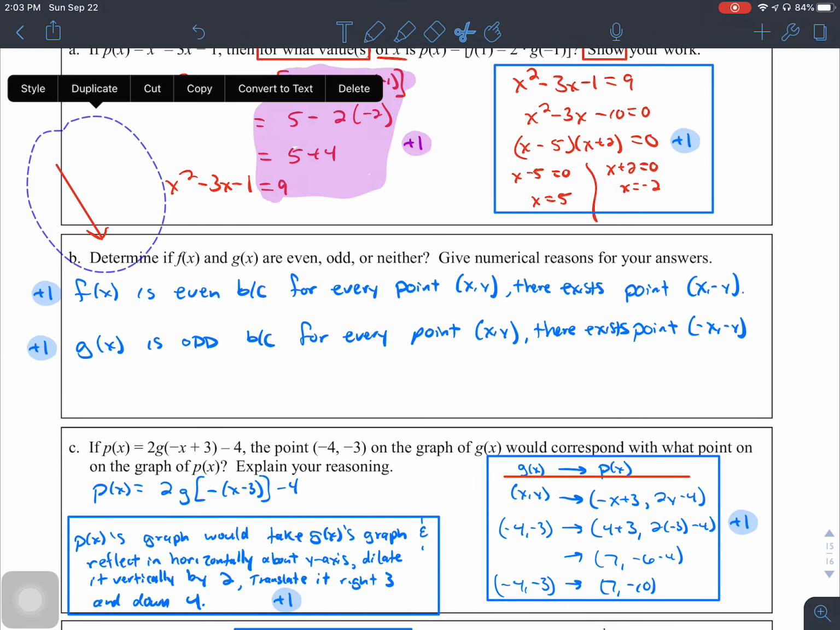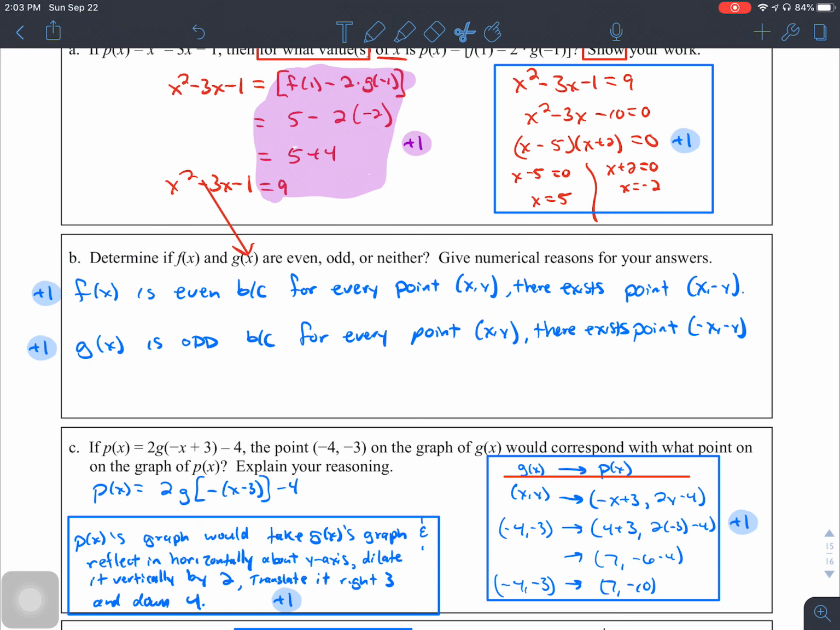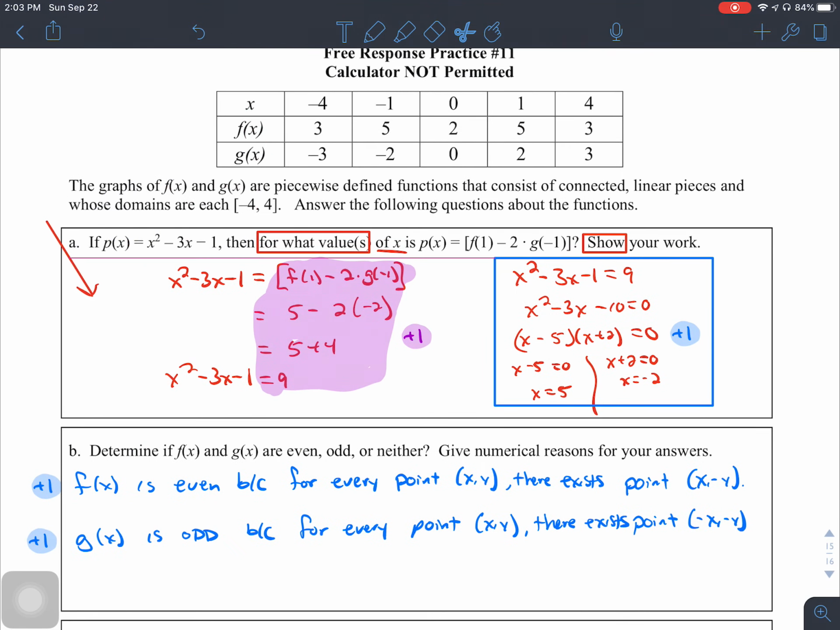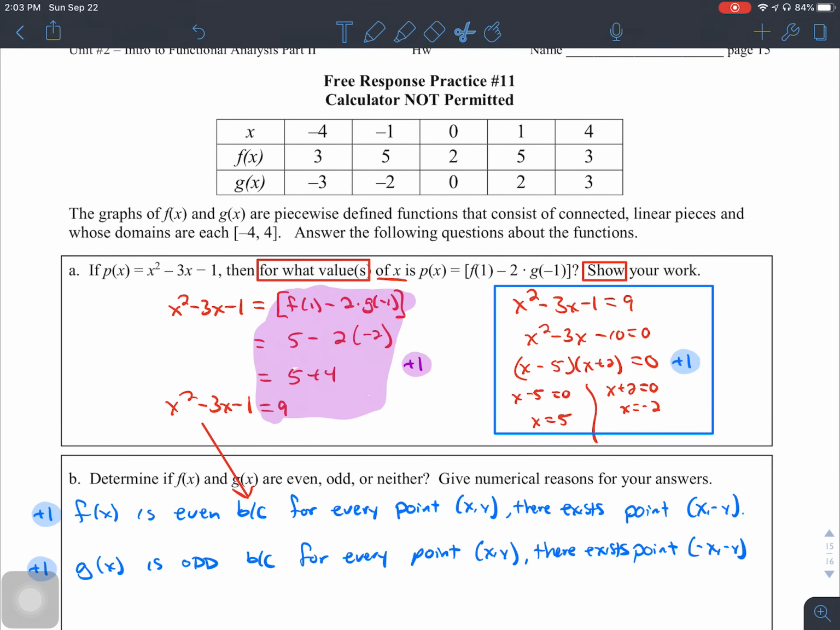Part B. Determine if f and g are even, odd, or neither. Give a numerical reason for your answers. Looking at our table of values, f is even because for every point x, y, there exists a point -x, y. Look at these ordered pairs. -4, 3, look over here, 4, 3. The y's are the same, the x changed sign. -1, 5, 1, 5. Y stayed the same, x changed signs. 0, 2, x could have changed signs because 0 doesn't have a sign, so it's still 0. That fits into the even category.